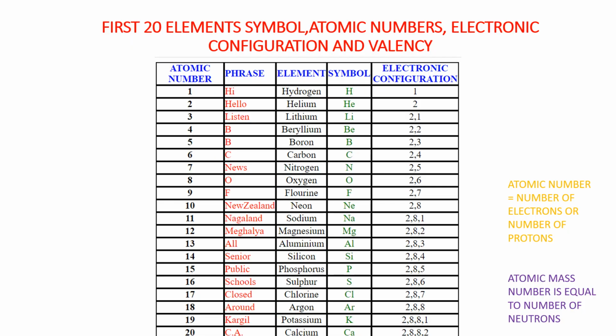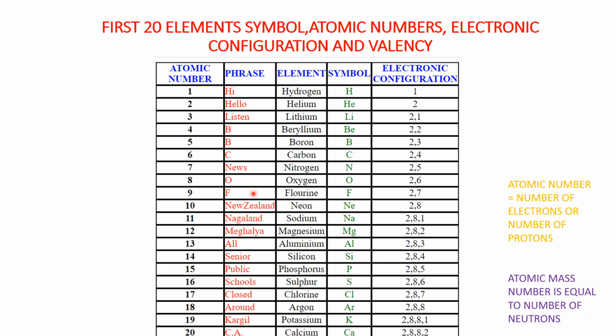Now first we will discuss the first 20 elements: symbol, atomic number, electronic configuration and the valency chart here. First, the two tables. Okay, let's see this.